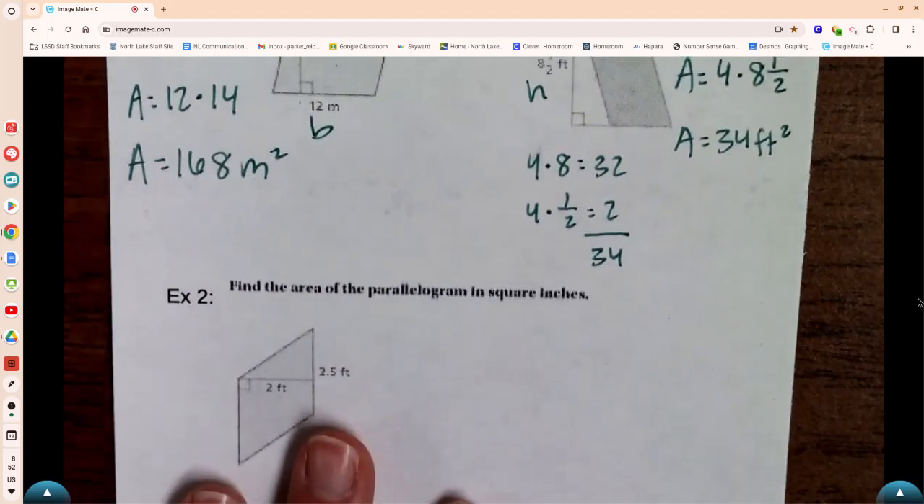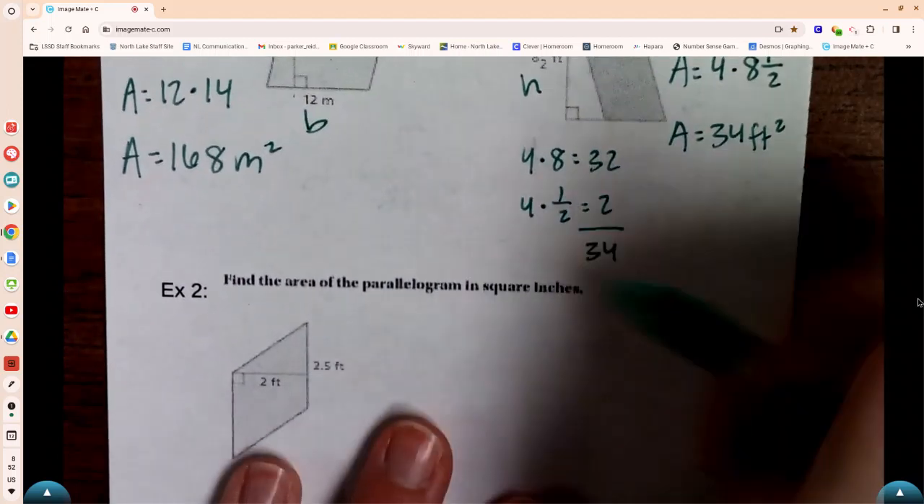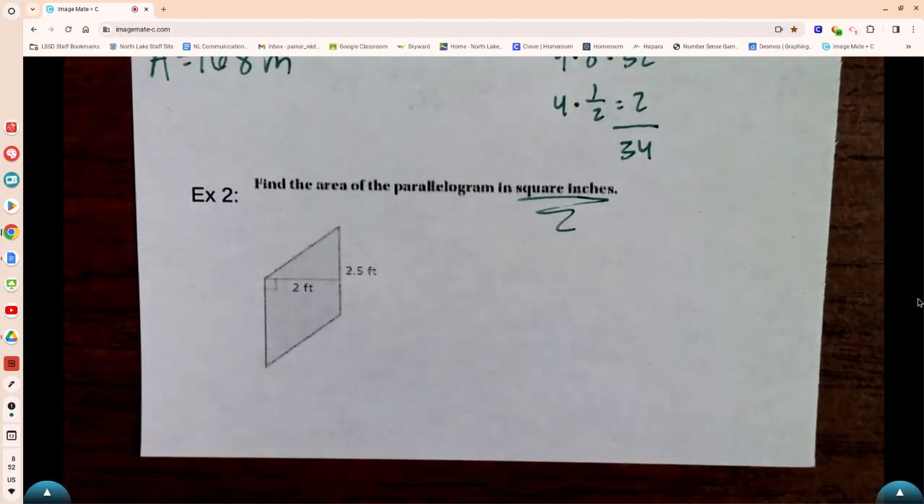Find the area of the parallelogram in square inches. Square inches. I want to point that out. Square inches. What is wrong with the way our parallelogram is currently labeled if my job is to find the area in square inches? What is wrong with this? Neil? Yeah, meaning I need to make them inches before I get started.